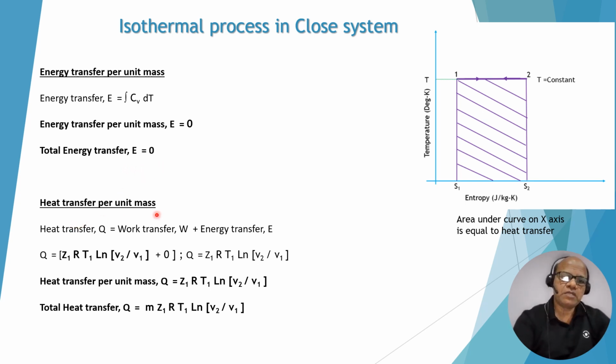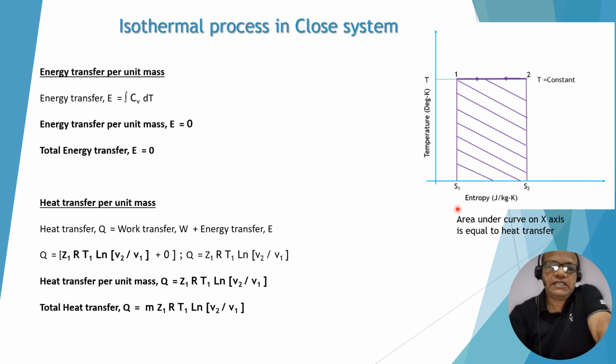As per the first law of thermodynamics, heat transfer Q is equal to W plus E. Since E is 0, we can write Q is equal to W. So Q is equal to Z1RT1 ln V2 by V1. This is heat transfer per unit mass, and for total mass just multiply with the mass M. So the area under the curve on the TS diagram on the x-axis is equal to heat transfer. This can be shown here.